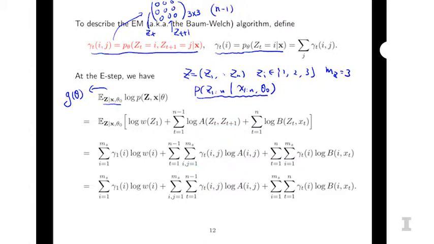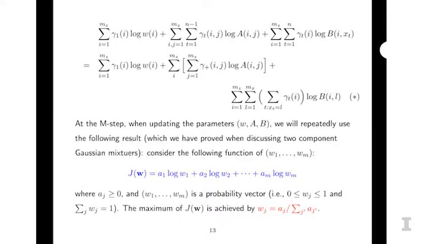And then the expectation over z_t becomes a summation over i from 1 to m_z. Okay, so we get this g function. Now for this equality, we basically just rearrange some of the summations: we switch the order of these two and we get this one, and we switch the order of these two and we get this one. And then we continue the calculation.